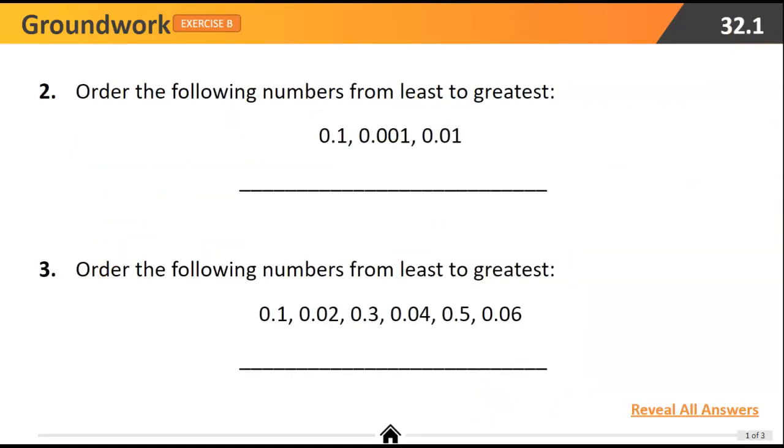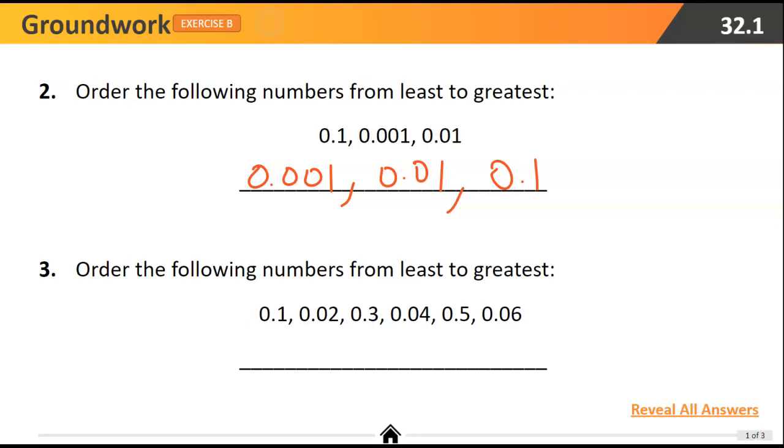Now here, a common mistake students make is thinking that the number of decimal places necessarily impacts the value. And so for this particular case, from least to greatest, 0.001 is the smallest of these numbers, that's 1,000th. 0.01 is 100th. And finally, 0.1 is the largest of these numbers.